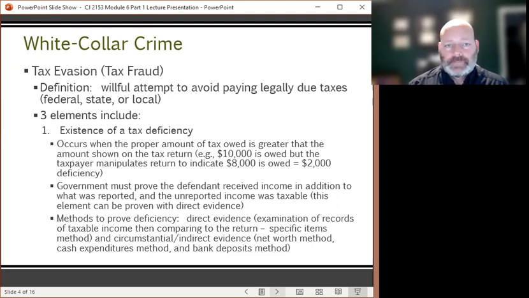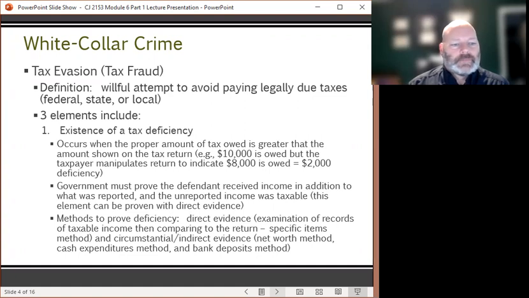For example, a defendant may owe $10,000, but the taxpayer, the defendant, manipulates his or her tax return to indicate only $8,000 is owed. So there's a $2,000 deficiency. The government has to prove that the defendant received income in addition to what was reported, and that unreported income was taxable. This element can be proven with direct evidence through the use of the tax return itself, bank statements, check stubs, and the like.